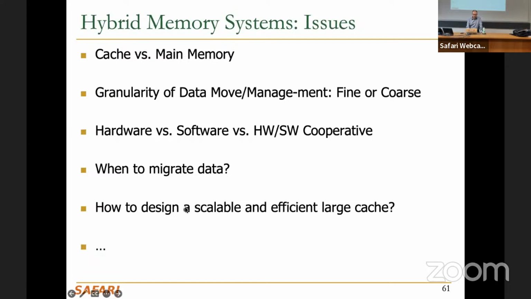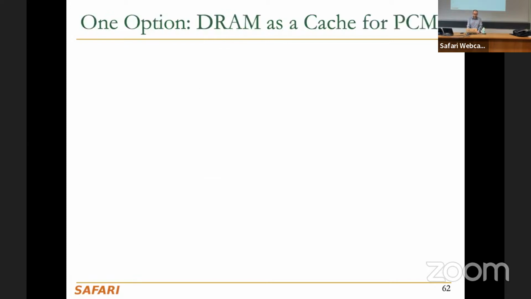And how to design a scalable and efficient large cache. Sometimes if you want to use it as a cache, that cache is going to be quite large. It can be like tens or hundreds of gigabytes, right? So that cache is quite large. So how do you design it? Like the tag array is going to be also huge. So these are very important questions and hard questions that are hard to answer.